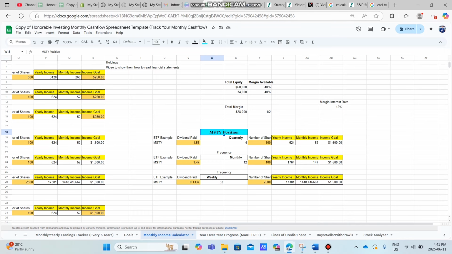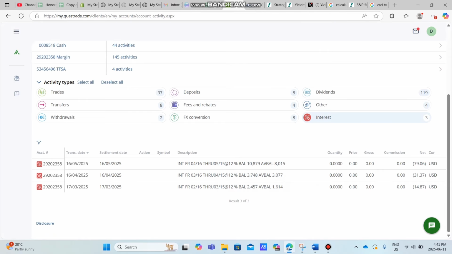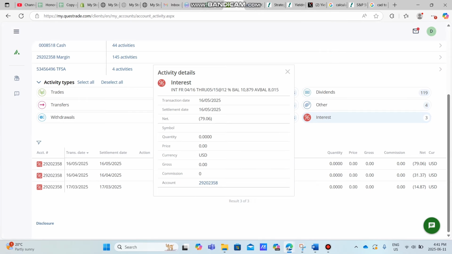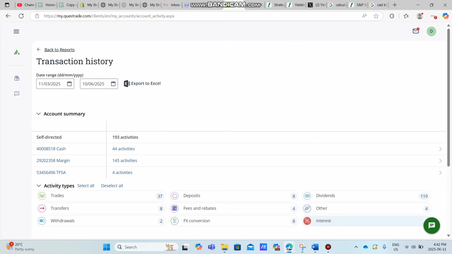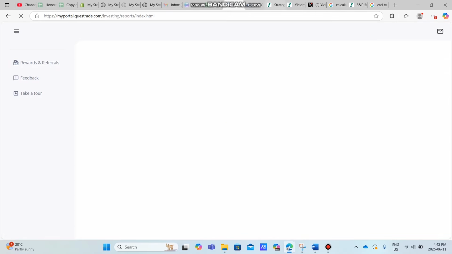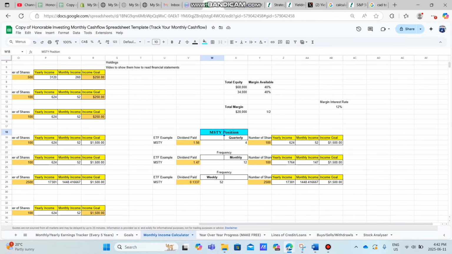So without further ado, let's get into it. Where am I getting my numbers? Basically, I'm going to my interest payments. As you can see here, I am getting a 12% interest rate on all my margin debt, which at first glance is not so amazing, but that's what I'm currently getting charged: 12% on any income I take out as margin debt.